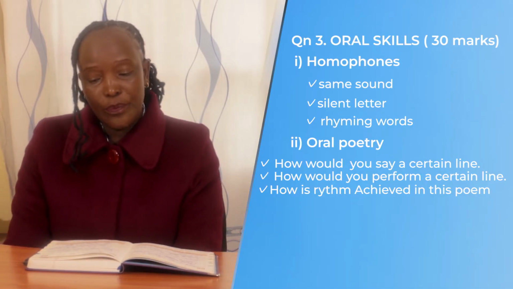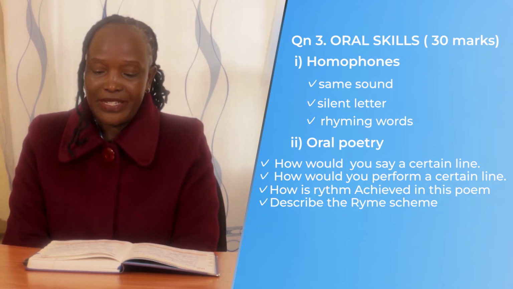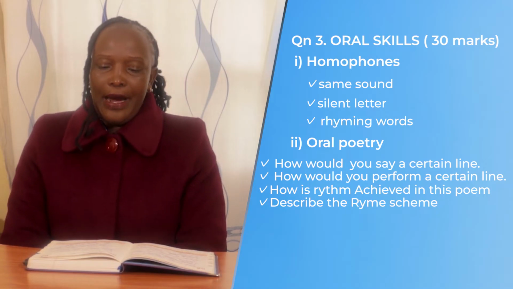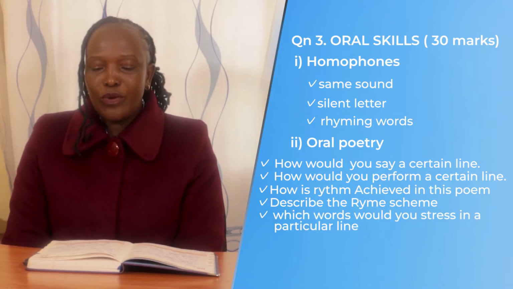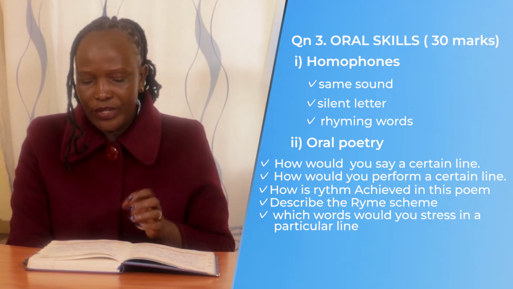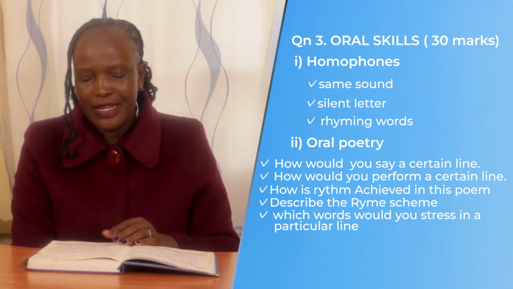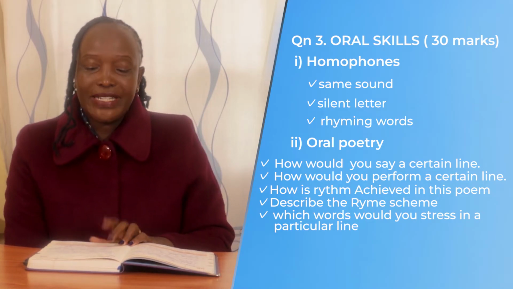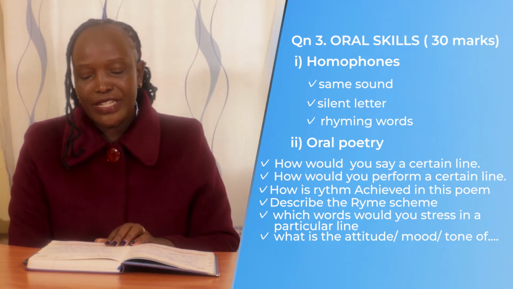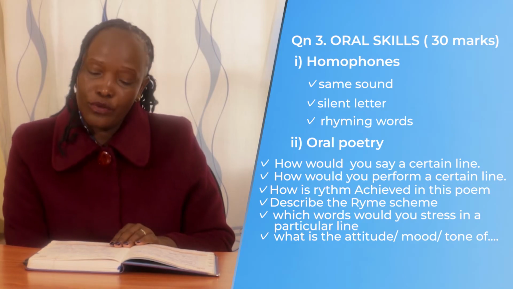And so you can also be asked, how would you describe the rhyme scheme? Or you are told to describe the rhyme scheme in the poem. That is under oral poetry. Other times you can be asked, which words would you stress in this particular poem, and for whatever reason, because maybe they are emphasis words, they are the key words there. What is the attitude of the persona? What is the tone? What is the mood? All those questions are under oral poetry.